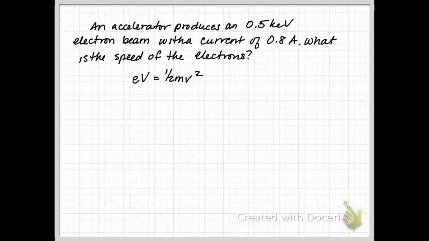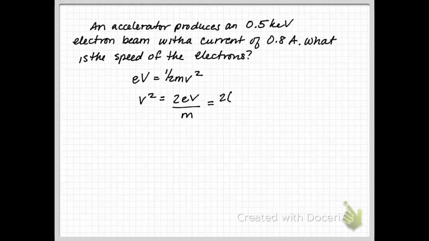Okay, I've got an example problem that works with current densities and charges. And we're going to start off with an accelerator that produces a half keV electron beam with a current of 0.8 of an amp. And we want to know what is the speed of the electrons in that beam. And if you remember, the electron volt is a measure of energy. So we have the electron volt is equal to the kinetic energy of those electrons, which makes it nice and straightforward to solve. So we end up with v squared is 2eV over the mass of the electrons.